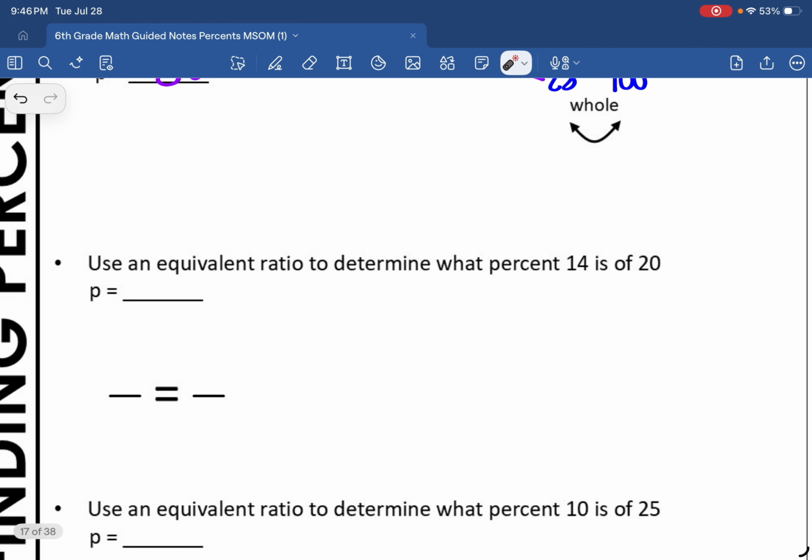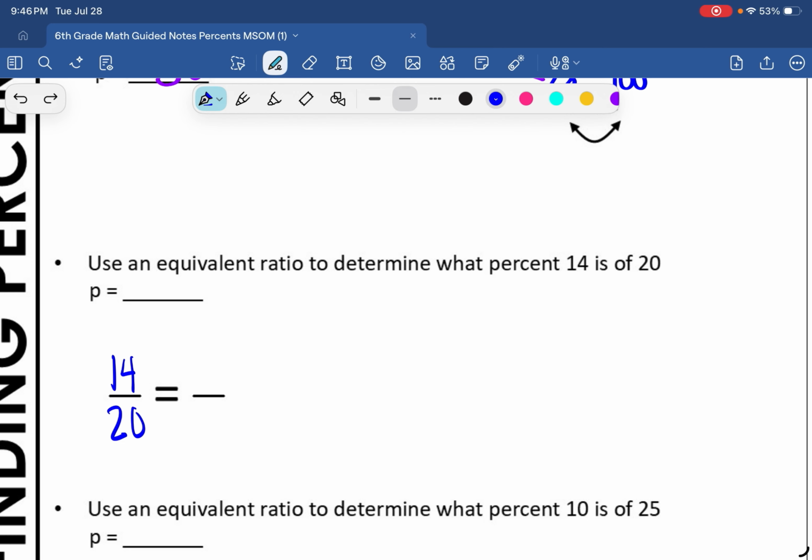Use an equivalent ratio to determine what percent 14 is out of 20. So my ratio will be 14 out of 20. I don't know my percent, but I know my percent will be out of 100. Looking for multiplicative factors, 20 times 5 is 100. So 14 times 5 will be 70. So it will be 70%.